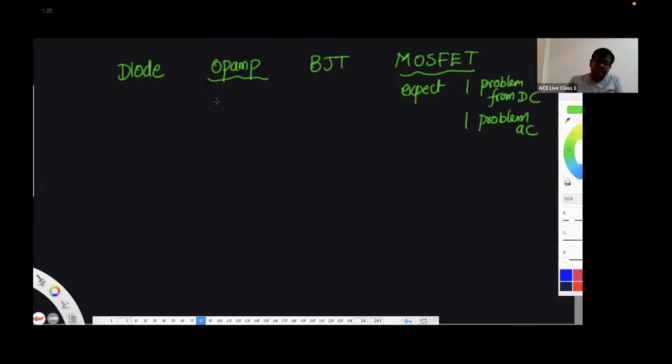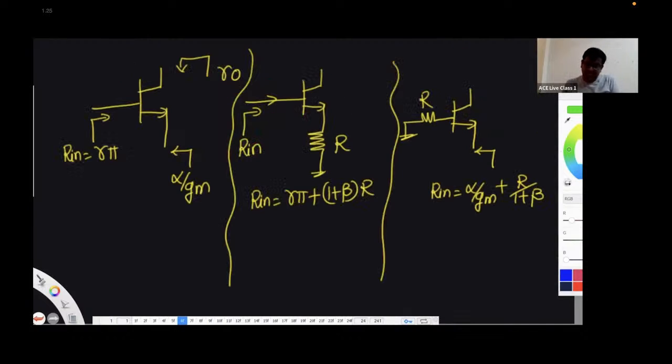In op-amp, you can expect 2 questions. Both the questions can be from negative feedback, we cannot say. So it's mostly from negative feedback, sometimes Schmitt-Trigger. So these are the 2 areas you should focus: negative feedback circuits and Schmitt-Trigger.